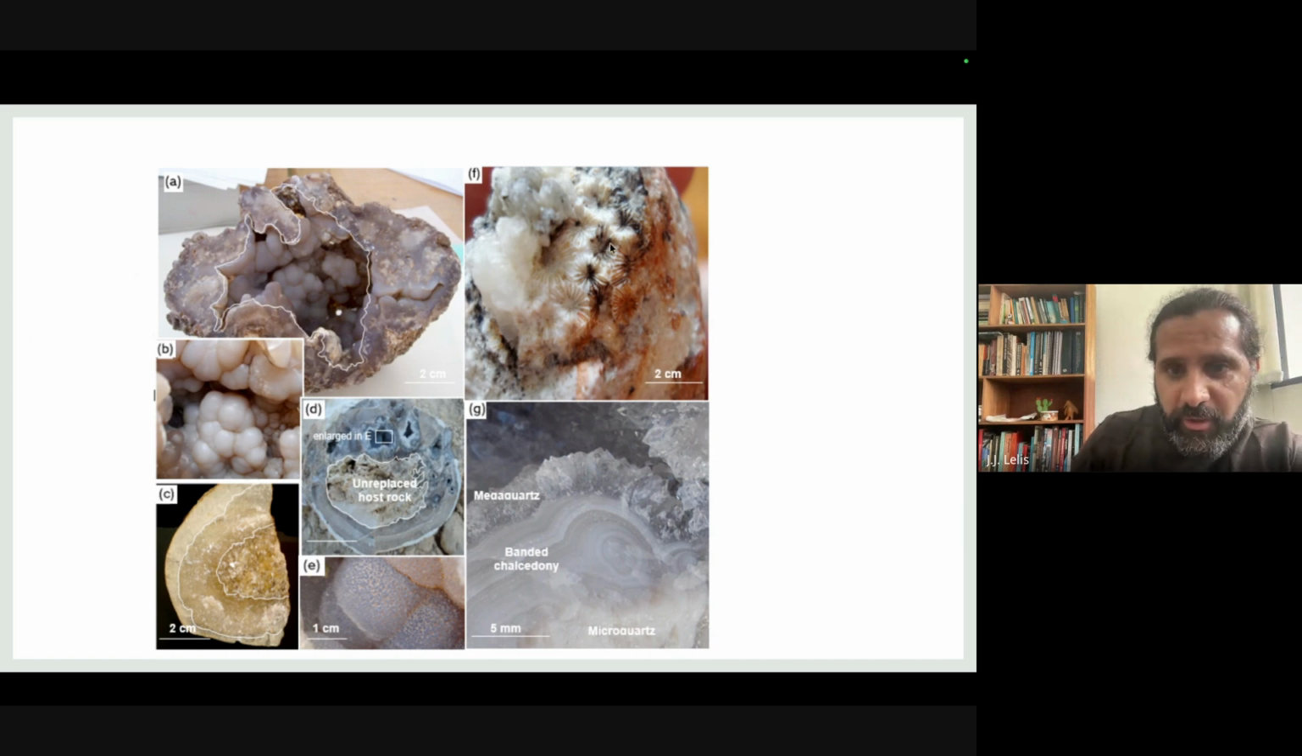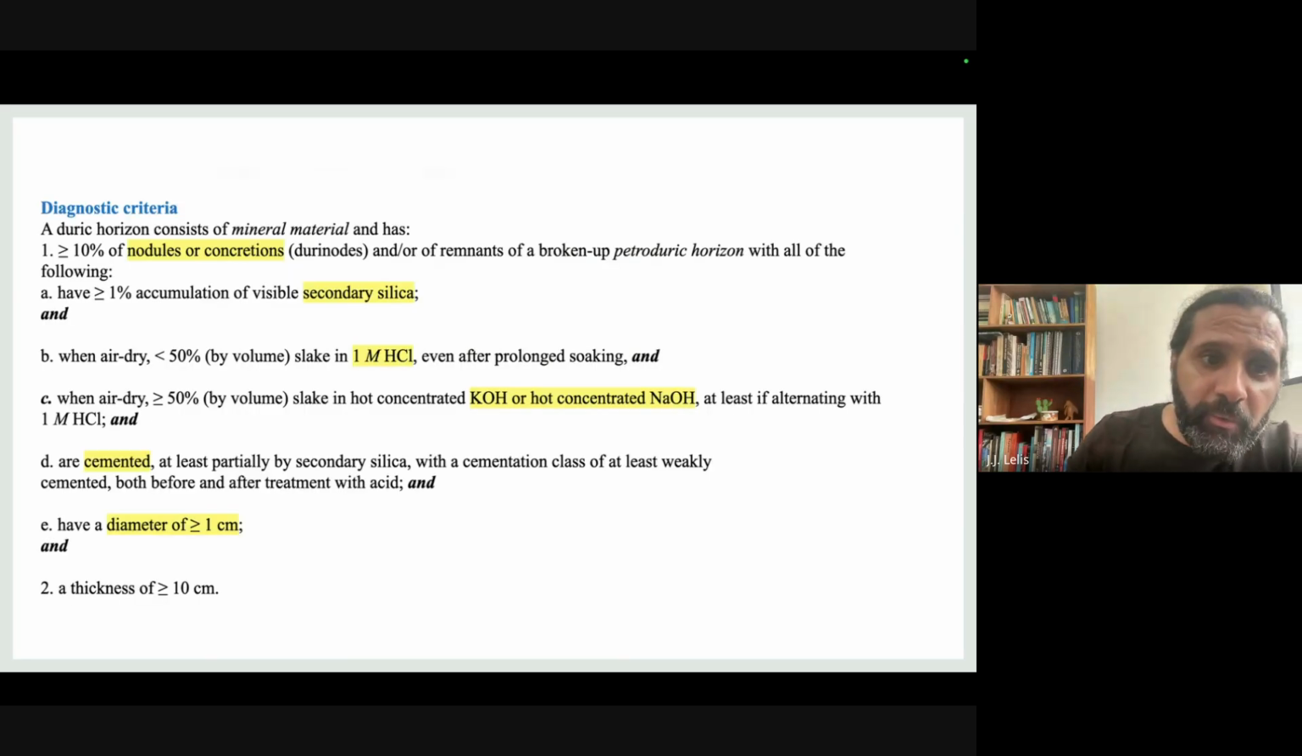These kinds of nodules can precipitate in the soil and form what we see as the duric horizon. The duric horizon registers at least 10% of nodules and concretions of this material, so it remains as a broken-up petroduric horizon. You can think about the duric horizon as the piezoclintic horizon composed of silica. So we have the petroduric, and if the petroduric starts to break, the duric horizon.